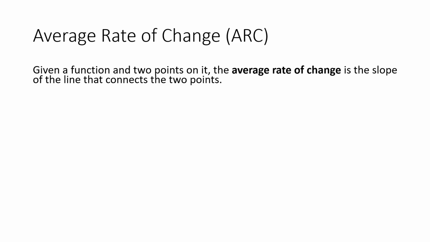Today we'll take a look at average rate of change. Sometimes we abbreviate this ARC. The idea is that for average rate of change, if we have a function and 2 points that are on the graph of that function, we call the average rate of change simply the slope of the line that connects those 2 points. So for the same function, depending on the points you choose, the average rate of change may or may not be the same.